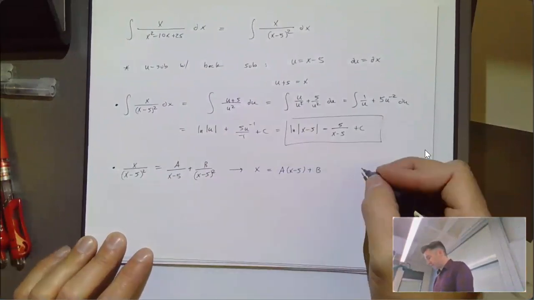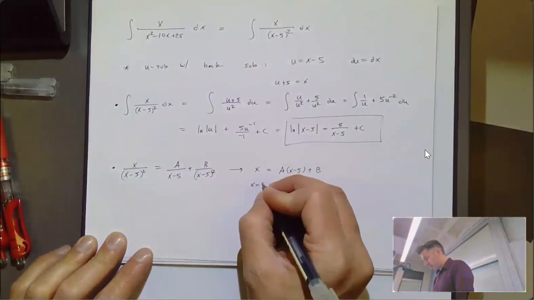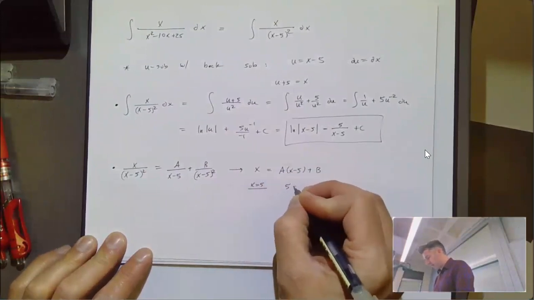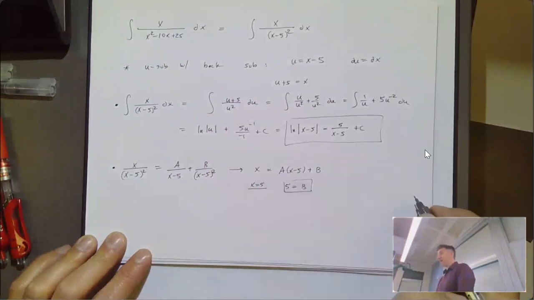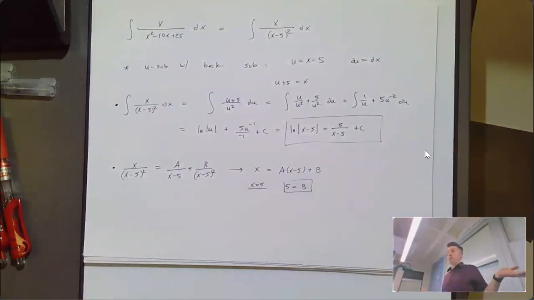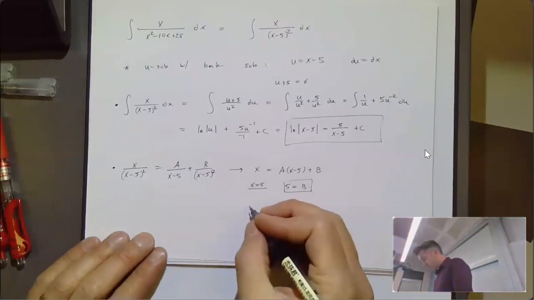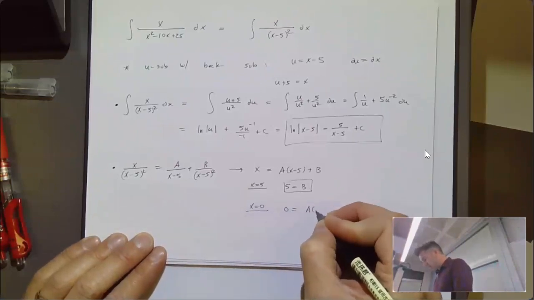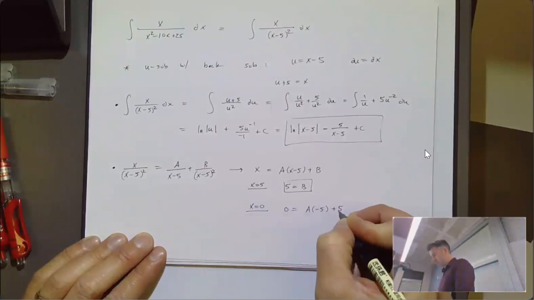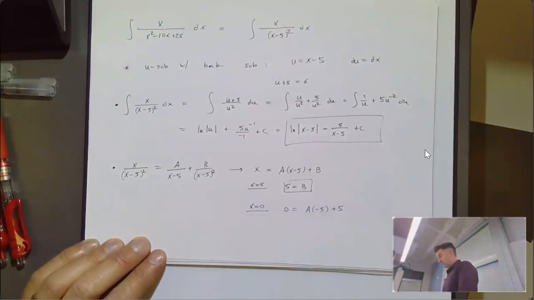Now this one's not too terrible. If I set x equal to 5, I'm going to get 5 equal to a times 0 plus b. Great. And then pick any other value of x you want. I would probably pick 0, if I haven't already used 0. So picking x equal to 0, I'm going to get 0 equal to a times negative 5 plus b. So it looks like a has to be 1.